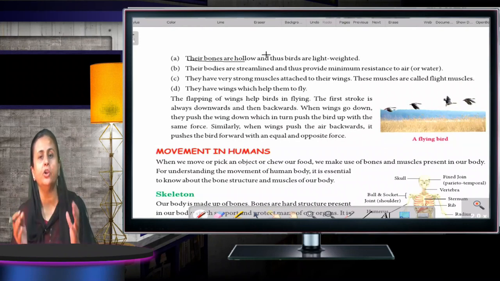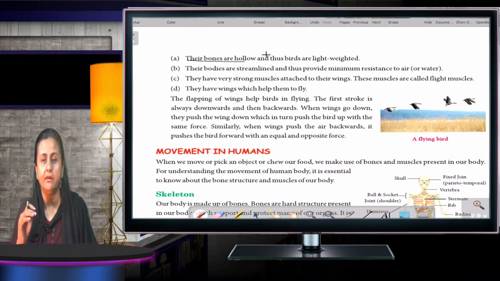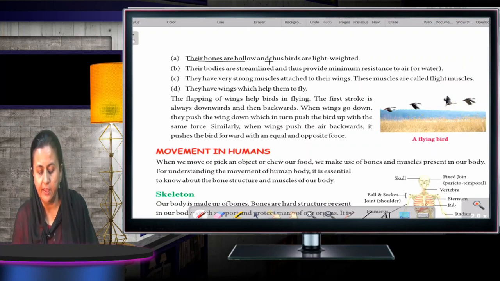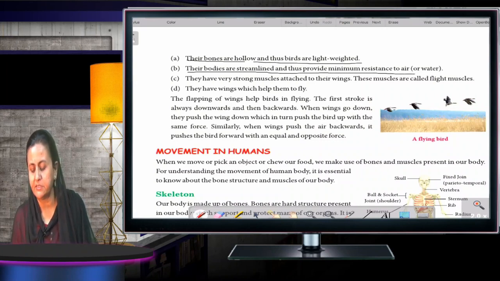That makes the body of the bird very light, because if the body is going to be light, they would be able to fly easily. Okay, and thus birds are lightweight. Their bodies are streamlined and thus provide minimum resistance to air. They have very strong muscles attached to their limbs and they have wings which help them to fly.